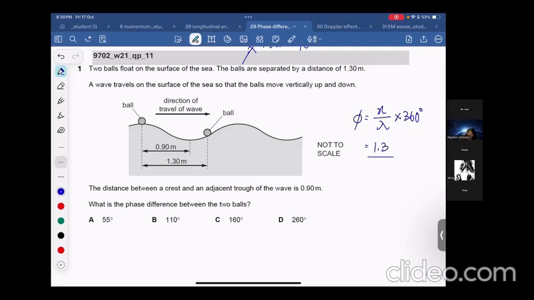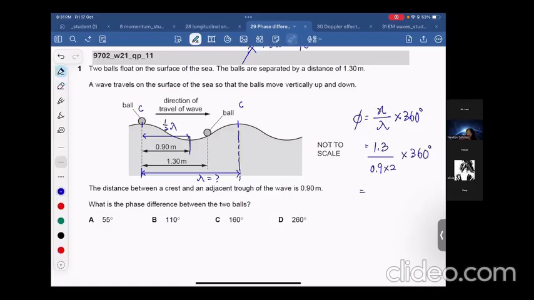Prasan correct. Okay, this is the crest. So another crest will be here, am I right? From here to here should be a complete wave. But what is this? Can you see that? Here is a trough. So from crest to trough here is actually half wavelength, 0.9. So one complete wavelength should be 1.8, or we say 0.9 times 2, times 360 degrees.